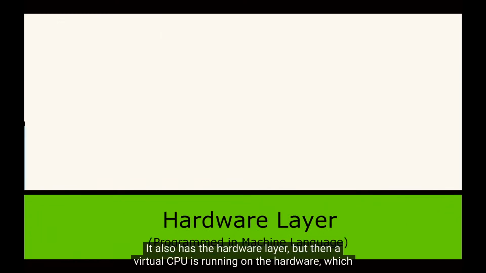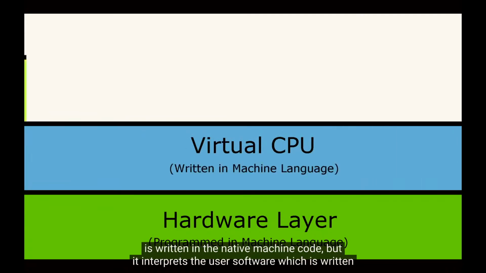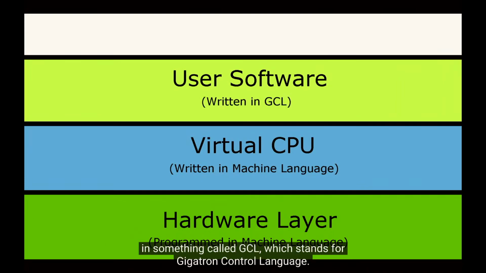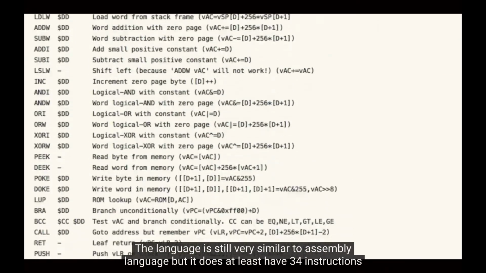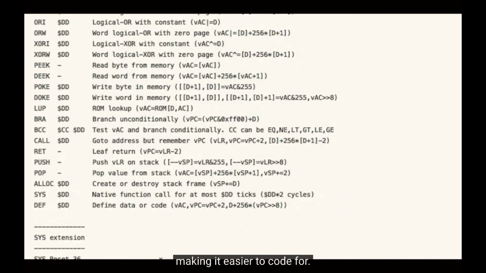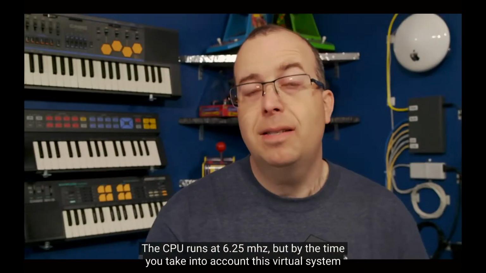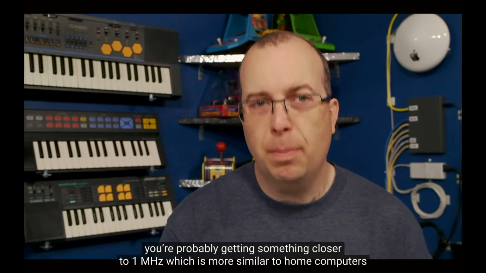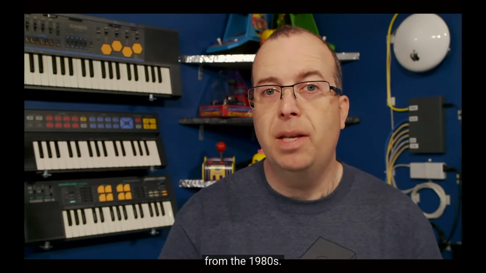It also has the hardware layer, but then a virtual CPU is running on the hardware, which is written in the native machine code, but it interprets the user software, which is written in something called GCL, which stands for Gigatron Control Language. The language is still very similar to assembly language, but it does at least have 34 instructions, making it easier to code for. You might compare it to Steve Wozniak's Sweet 16 language in this regard. The CPU runs at 6.25 MHz, but by the time you take into account this virtual CPU system, you're probably getting something closer to 1 MHz, which is more similar to home computers from the 1980s.